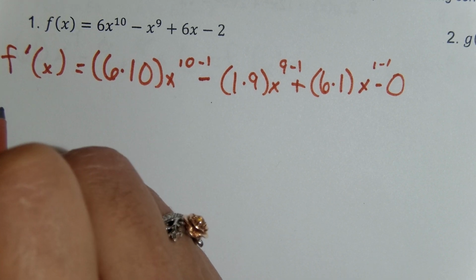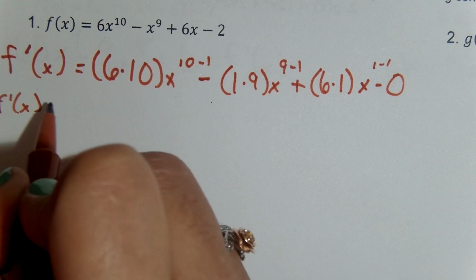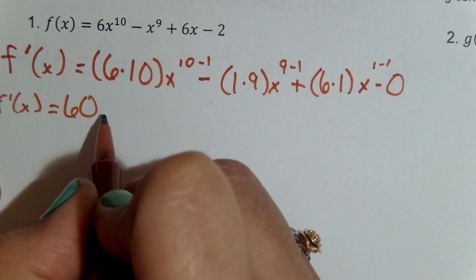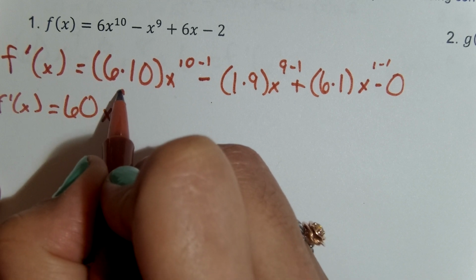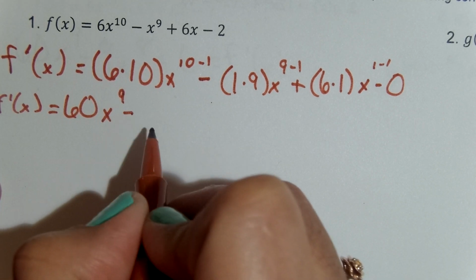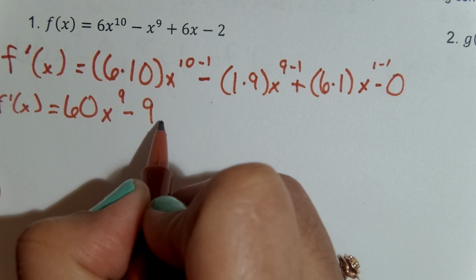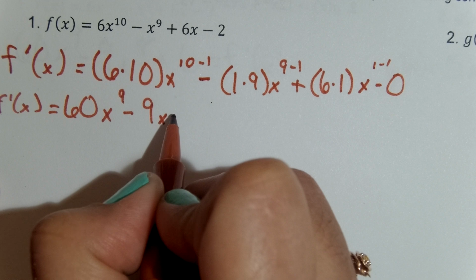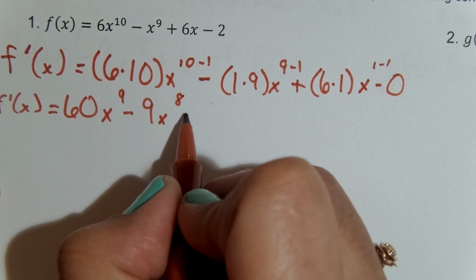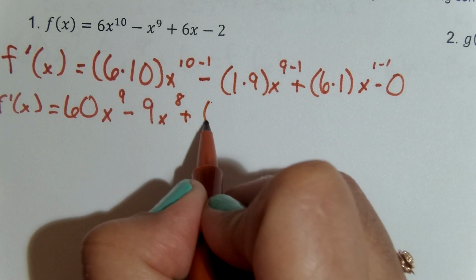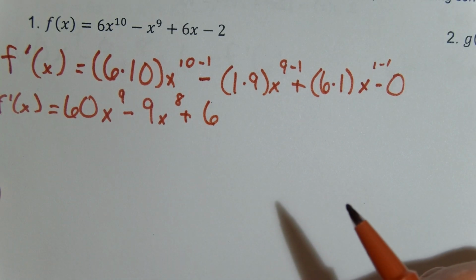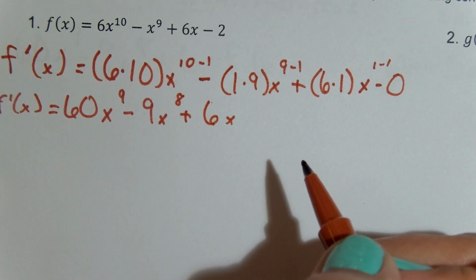And then you're going to multiply 6 times 10, which is going to be 60. And then you're going to subtract 10 minus 1, that's going to be 9. Then minus, you're going to multiply 1 times 10, which is 9. And then you're going to subtract 9 minus 8, and it's going to be 8. And then plus 6 times 1, which is 6, X. And yeah.